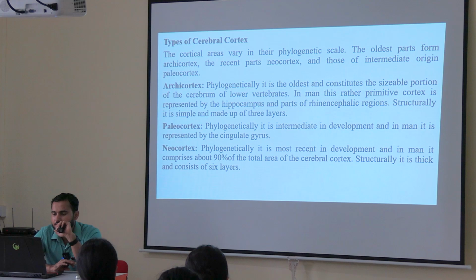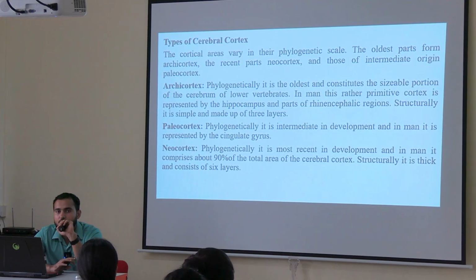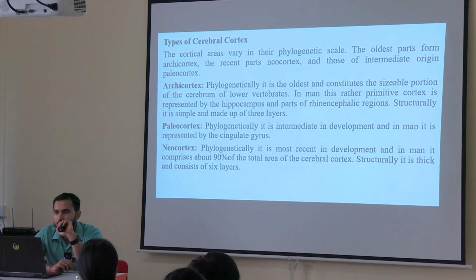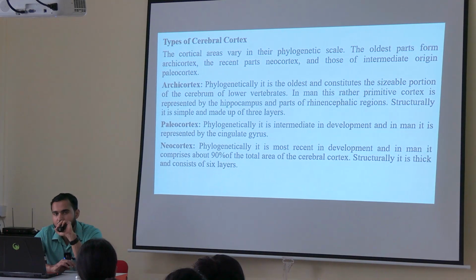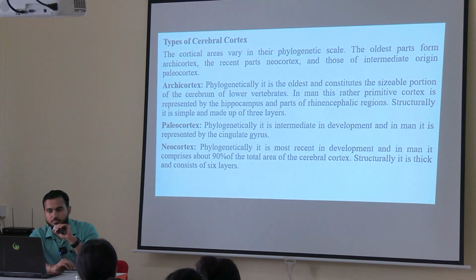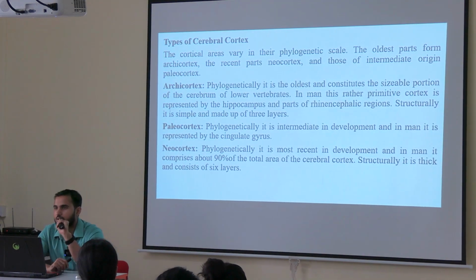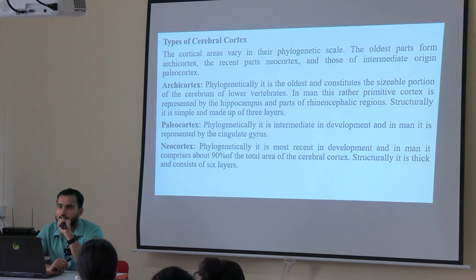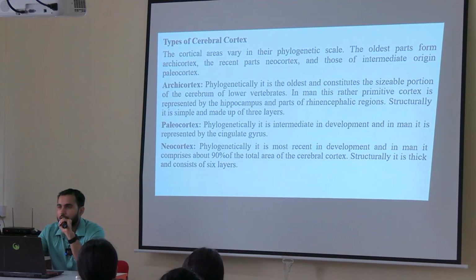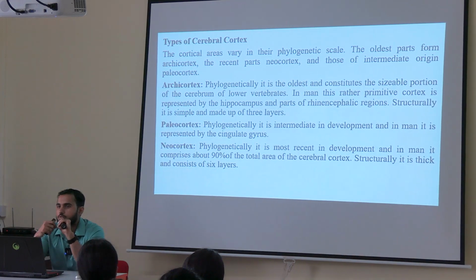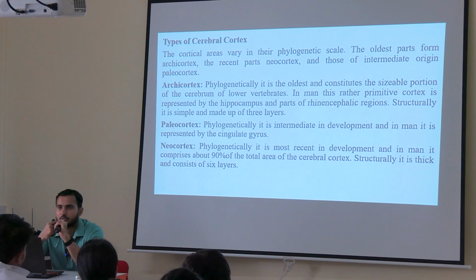Next is the neocortex. Phylogenetically, it is the most recent in development. 90% of our brain is made up of neocortex, where all 6 layers are present. So on the phylogenetic scale you can see the entire cerebral cortex is not the same; it has some variations. So which one do we have to study? Obviously, the neocortex.